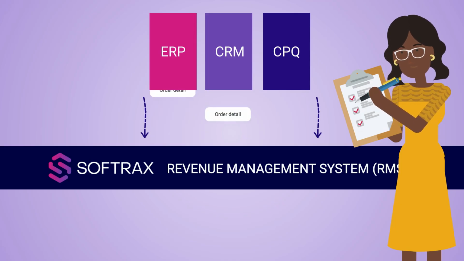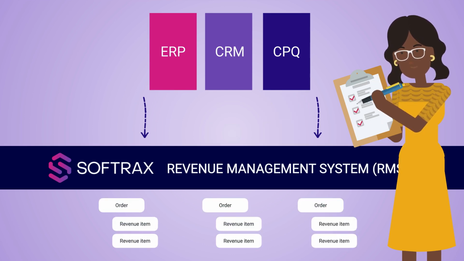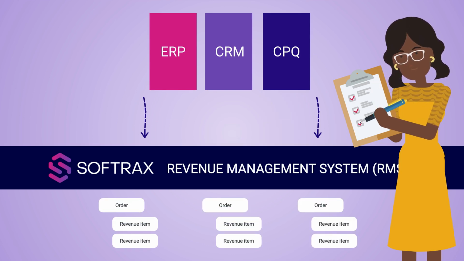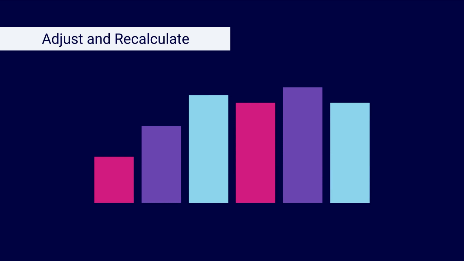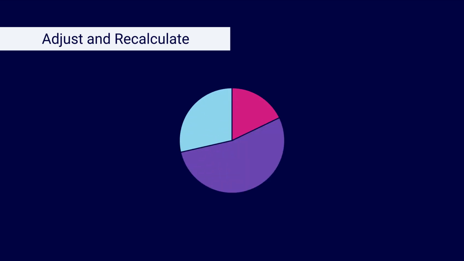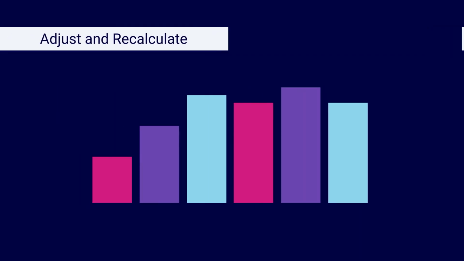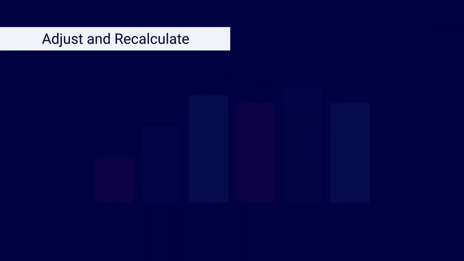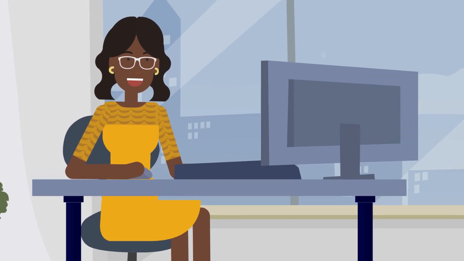Because Softrax's RMS is linked to and imports your transactional data, you can always adjust and recalculate your revenue forecasts as needed. You can pause and resume forecasts, apply percentages of completion, usage, or milestones to revenue items. Or you can cancel forecasts and manually apply carves and perform allocations for any exceptional situations.